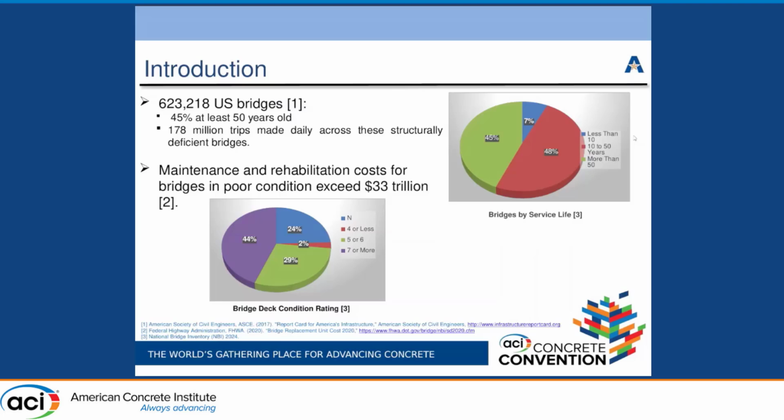trillion. And as you can see, the NBI condition rating over here, most of the bridges are rated 7 or more, and then 5 to 6 is fair or poor condition, and 24% is not applicable, and 2% is in poor condition.